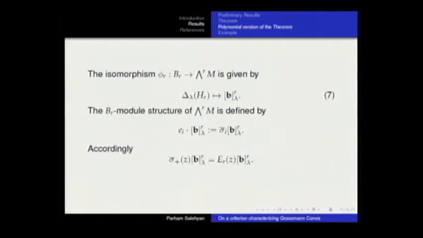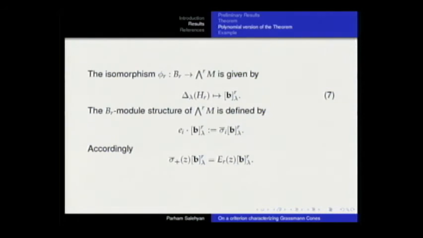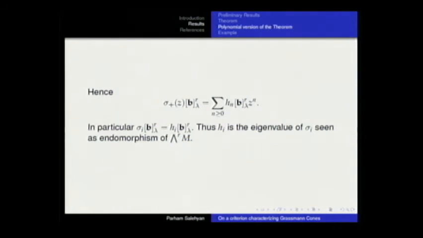Accordingly, taking a sum over both sides of this equality, we have this equation. And taking the inverse as formal power series, we have this equality here. In particular, the coefficients of sigma plus applied to B lambda R is exactly this element of wedge R. That is, H_I can be seen as an eigenvalue of sigma I seen as an endomorphism of wedge R of M. It is really important for obtaining the polynomial version of the theorem.